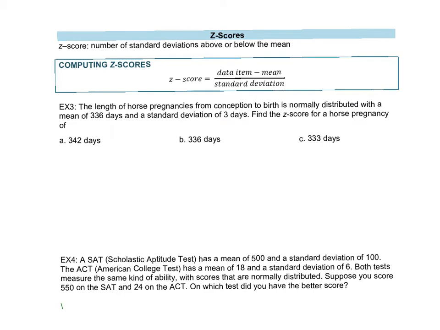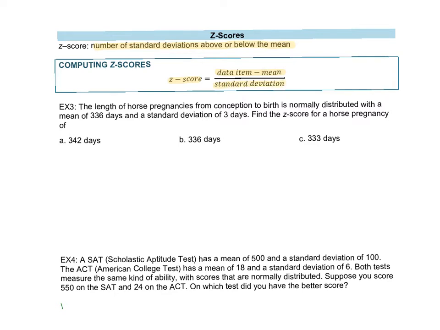So a z-score is just a number. It doesn't have units, it's just a number. And what that number tells us is the number of standard deviations above or below the mean. So the z-score can be negative, it could be positive, it could be 0, and it doesn't have to be a nice number. It could be 1.23. To compute the z-score, you're going to take your data item and you're going to subtract the mean. So you have to be careful since this is a subtraction, the order matters. It's always data item first minus mean. And then you divide by the standard deviation.